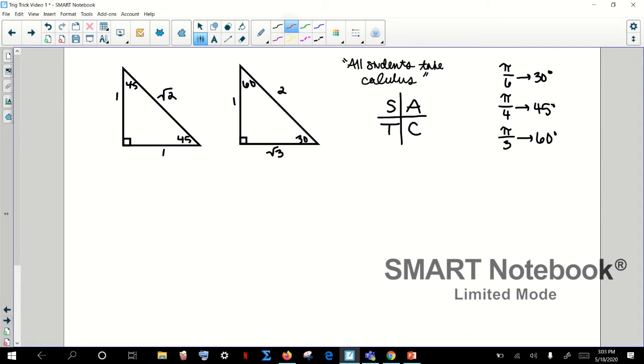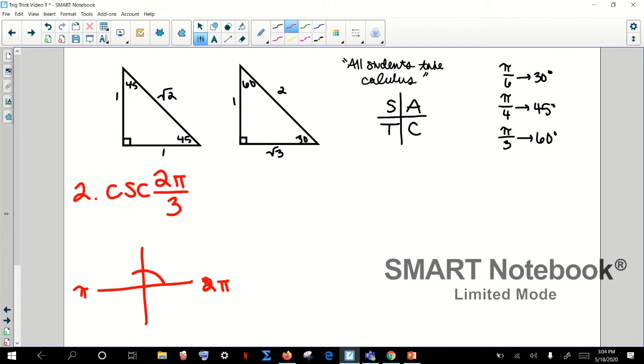All right, let's move on to another example. For number 2, let's get a little bit more challenging. Let's do the cosecant of 2 pi over 3. All right, remember my first step is to determine where my angle is. I know if I go 180 degrees, that's equal to pi. And if I go 360 degrees, that's equal to 2 pi. So 2 pi over 3 is not quite a full pi, right? So I know my angle is going to be about here.